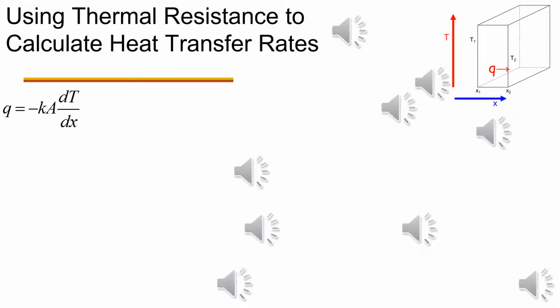In order to calculate the heat transfer rate across a flat plane solid, you need to integrate Fourier's law in the direction of heat flow, from position x1 to x2, which also corresponds to a temperature T1 to T2 respectively.